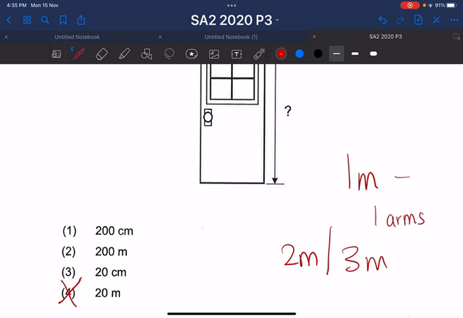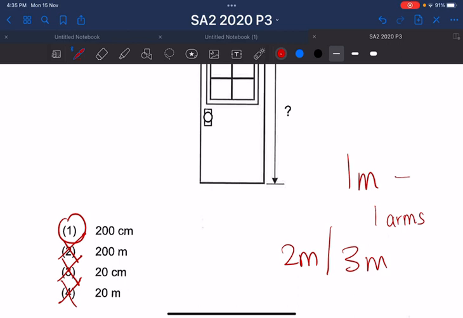Now option 3, 20 cm. That's really bad. 20 centimeters is just like your ruler like that. So it cannot be option 3 as well. Now what about 200 meters? That's way too long, isn't it? 200 meters is like impossible. Okay, so the answer will be 200 centimeters.